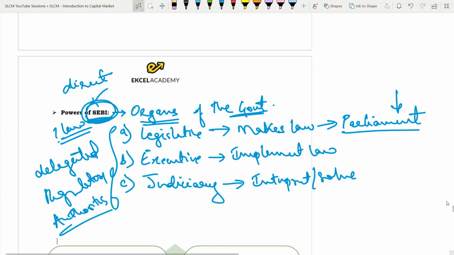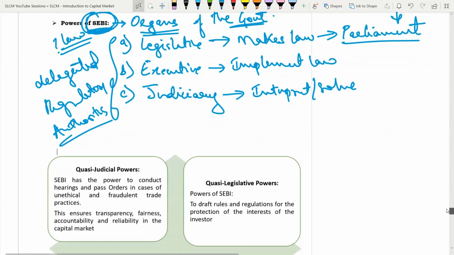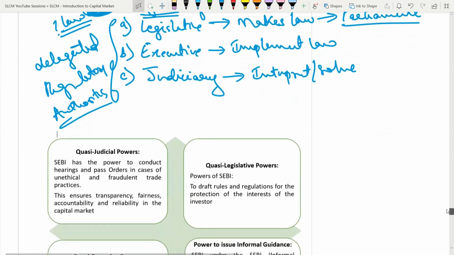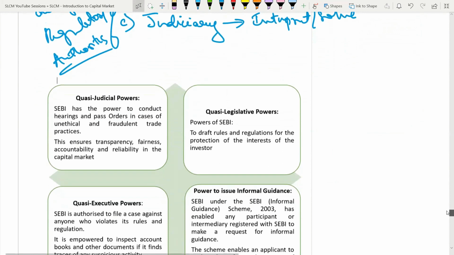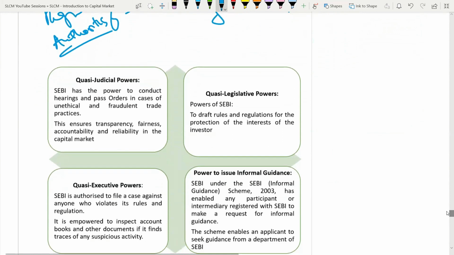What are the powers of SEBI? They have quasi-judicial powers, they have quasi-legislative powers, and they have quasi-executive powers. So these are the three functions or three organs of the government: judiciary, legislative, and executive. The same functions are also given to the Securities Exchange Board of India. But since they are not the primary authority to pass the law, execute the law, and implement the law, or give solutions to the problem, they only have delegated power.